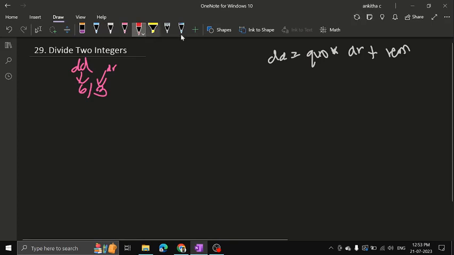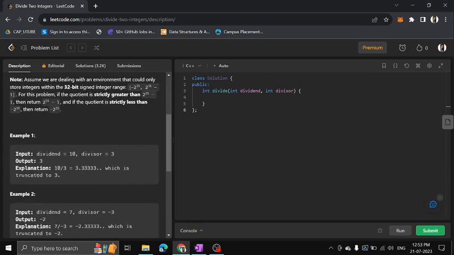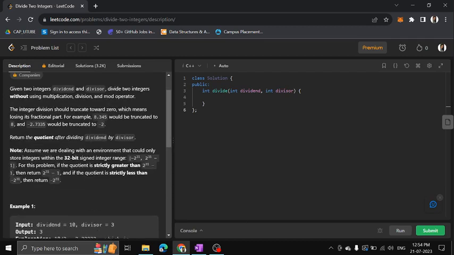And we have to identify what is the quotient for this dividend divided by divisor. So the integer division should truncate towards 0, which means we have to lose its fractional part. So 10 by 3 will be 3.33, so truncate it to 3. 7 by 3 will be 2.33, then it will be 2. Similarly, -2.33 would return answer as -2. So that is what they told.